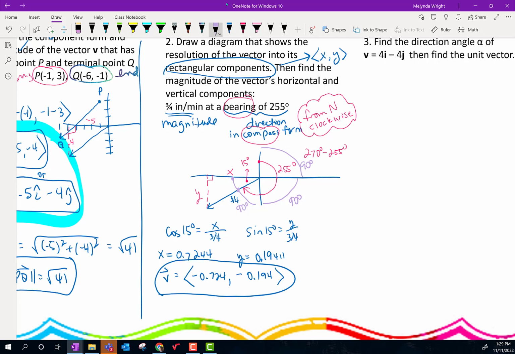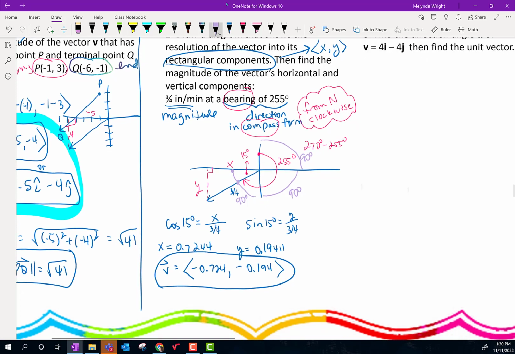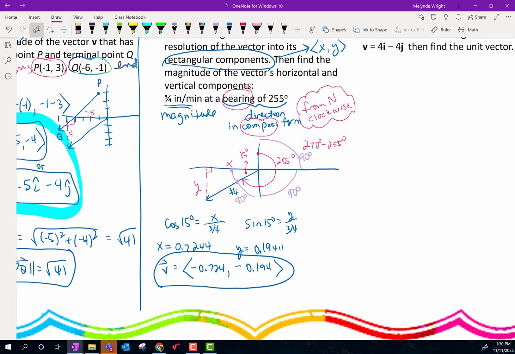Are we okay with that? Now, the magnitude of the horizontal and vertical components, that is a weird question, because what does magnitude mean? We need to understand the words. What is magnitude? It's a size, right? It's a length. Well, we know what the x length is, right? We found it already. So they're asking us a question a little bit weird, but we can handle it. It's just a length.